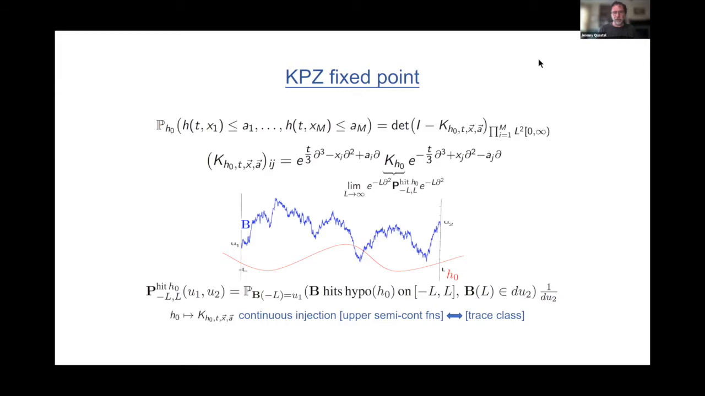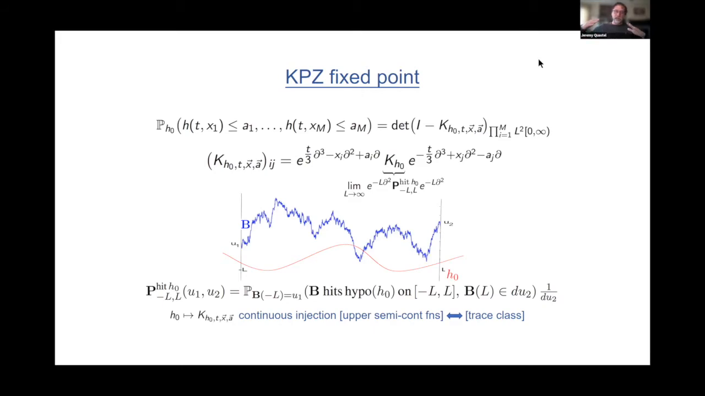Okay, and it's well defined, and in fact, the kernels of these things are completely explicit. I just didn't write them out. They're just complicated things full of Airy functions. And this map from H0 into the operator land is actually a beautiful continuous injection from functions into the trace class. One has to think of upper semi-continuous functions because there's initial data like narrow wedge.